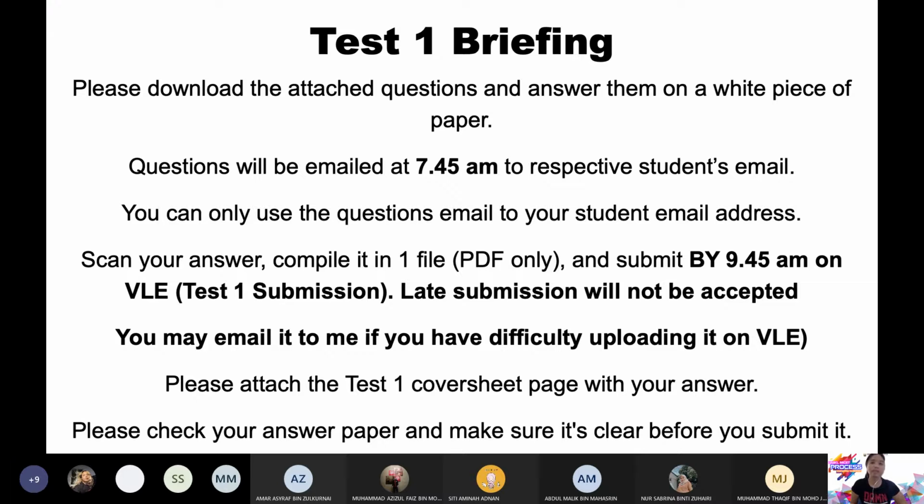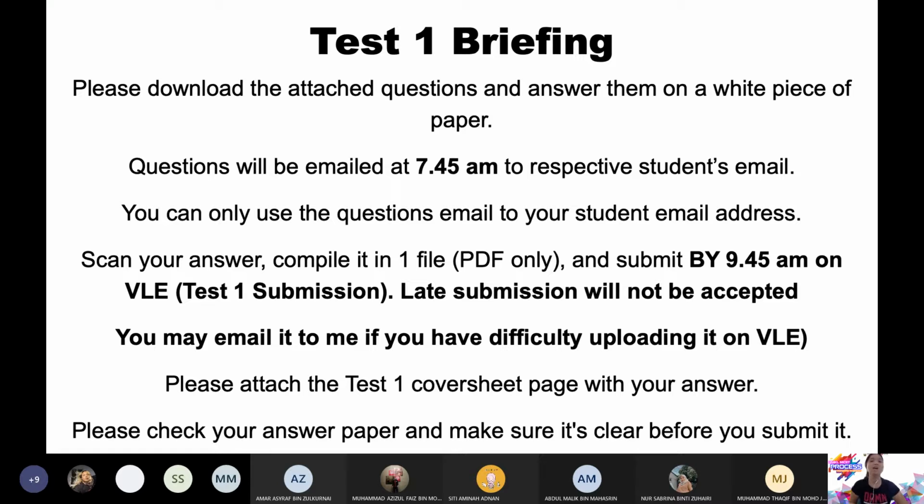If you do not receive it in your student email, I will use the email that is registered in your e-learning. If you don't receive it by 7:45, please contact me, either text to make sure that it's urgent. By 7:50, I will check the email, and if there is still no test question, please make sure you contact me so that I can email it to you directly. Again, you cannot get the question from your friends. You must obtain it directly from your student email.